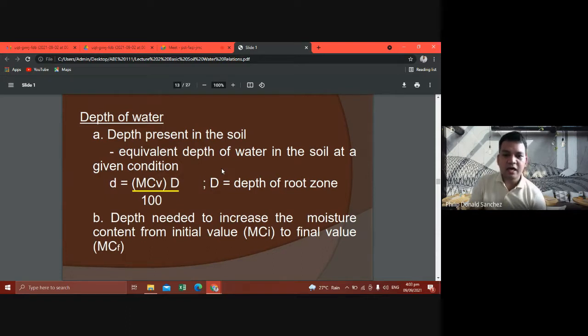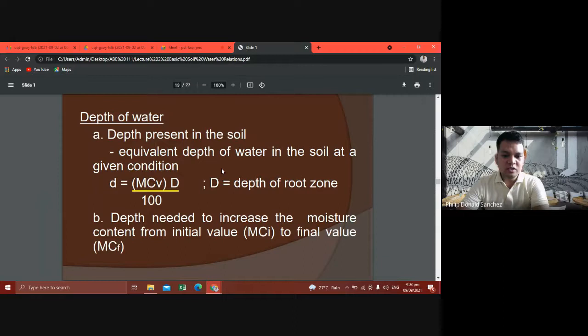So how do we get the depth present in the soil? It's the equivalent depth of water, okay? Equivalent depth of water in the soil at a given condition is given as D = MCV times D over 100, meaning the moisture content by volume times depth of root zone divided by 100. So you just follow the formula. The 100 is set as a constant due to the SI measurement, no? So you will use centimeters there, all right?